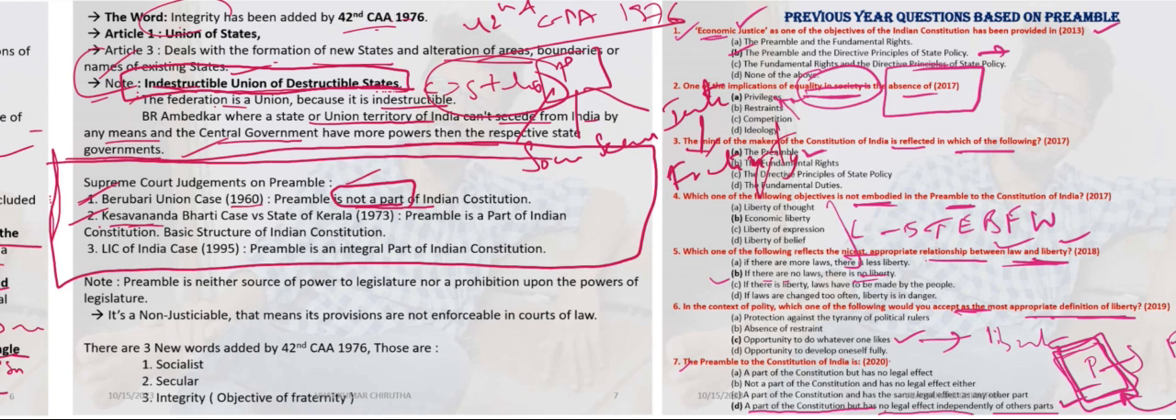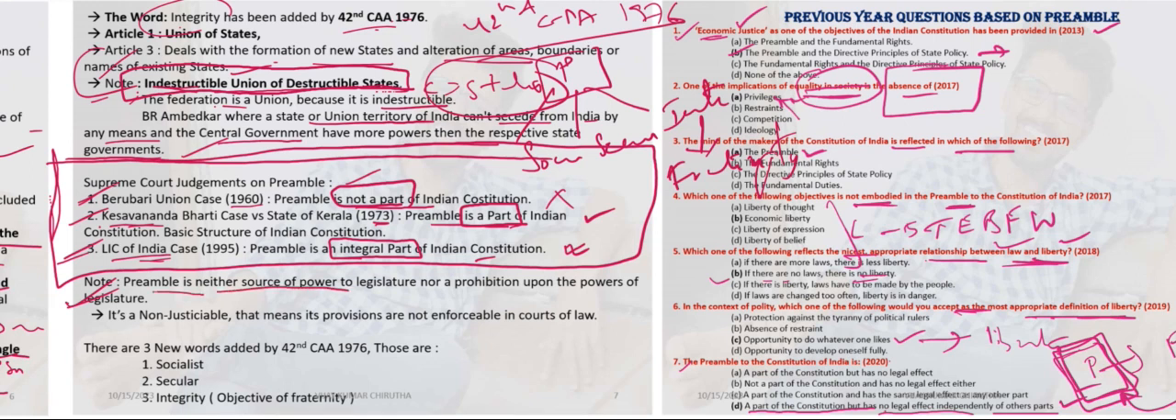Kesavananda Bharati versus State of Kerala, 1973. In this case, the Supreme Court stated that the preamble is a part of the Indian Constitution. And the third case, LIC of India case 1995, the Supreme Court says that the preamble is an integral part of the Indian Constitution. The Berubari case says it is not part of the Indian Constitution. In the Kesavananda Bharati case, the Supreme Court says it is part of the Indian Constitution. In the LIC of India case, it is stated to be an integral part of the Constitution. And this is an important note for the final exam.